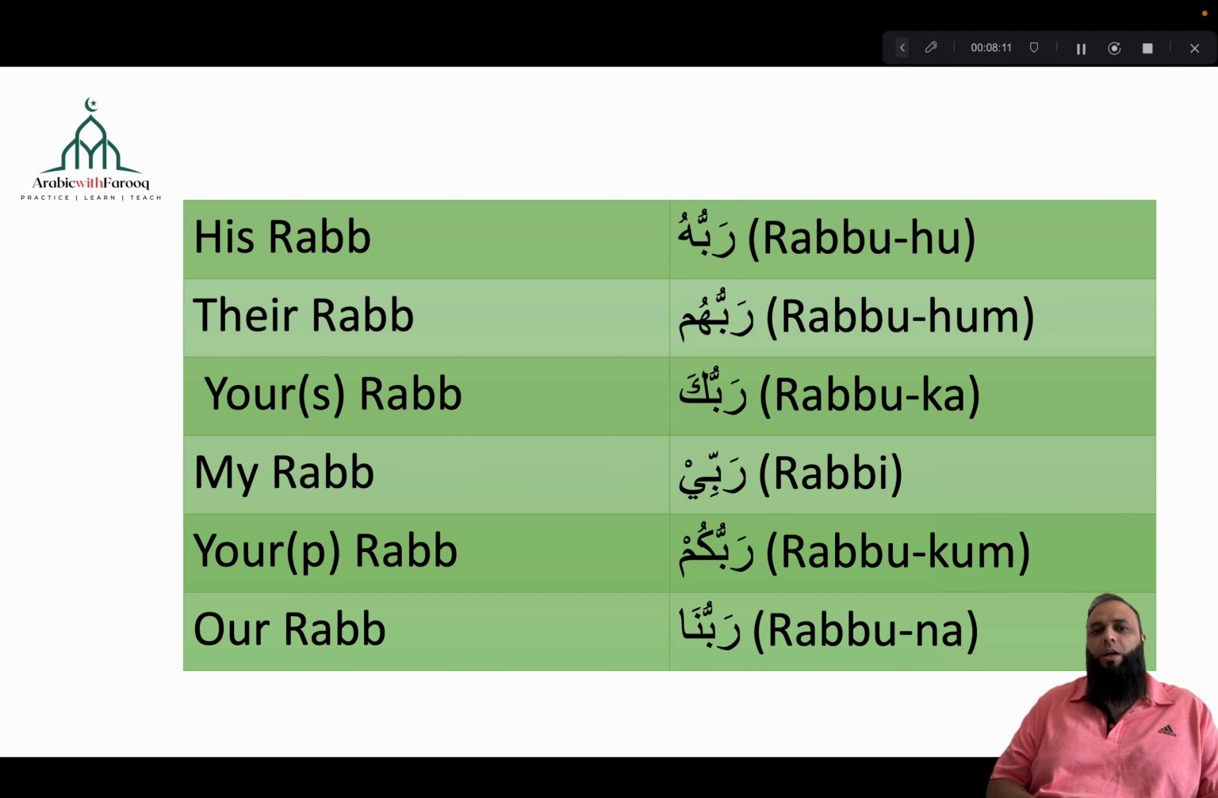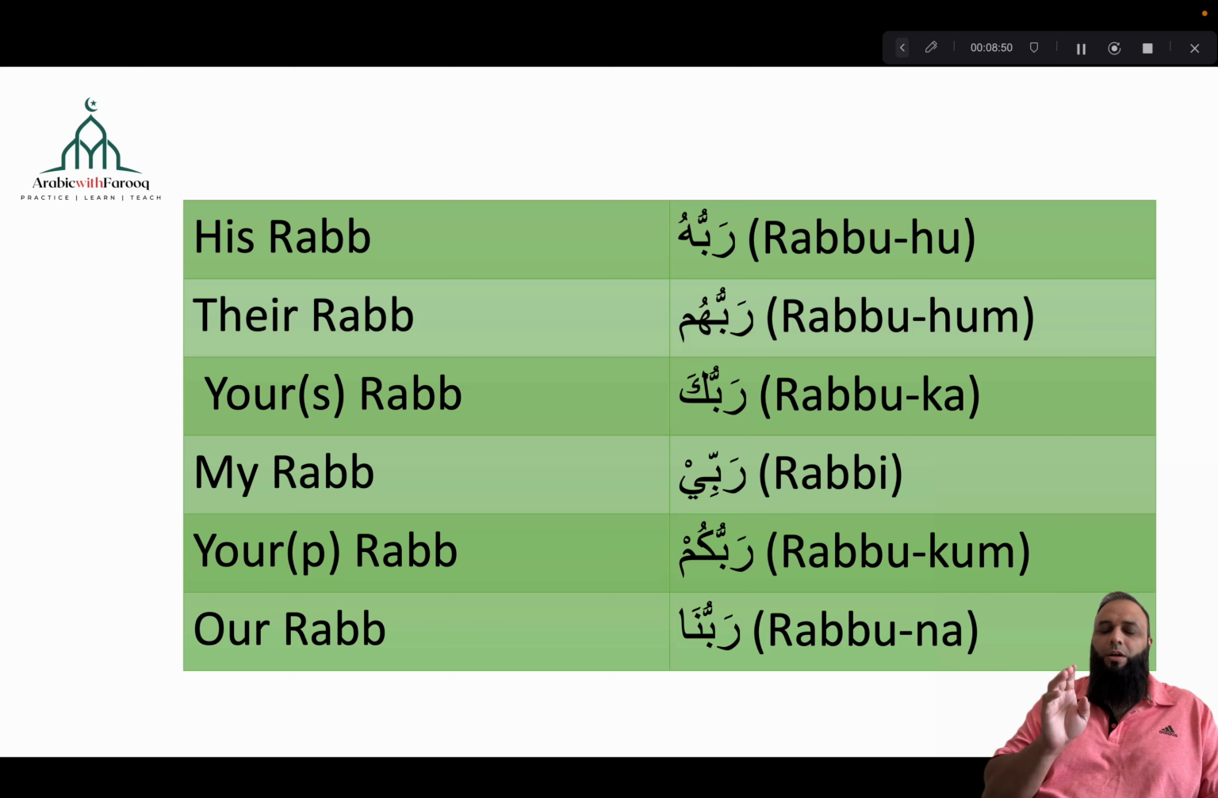I hope that makes sense. Let's do it once again. Rabbuhu, Rabbuhum, right? Rabbuka, Rabbi, Rabbukum, Rabbuna, right? So it's also important to look at the fingers because if you use one finger, it means singular, and if you're using 4, it means plural. So Rabbuhu is singular, Rabbuhum is plural. Rabbuhu is his Rabb, Rabbuhum is their Rabb. Then you have Rabbuka, your Rabb, singular because one finger, right?